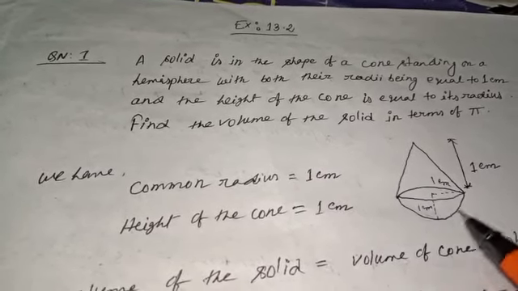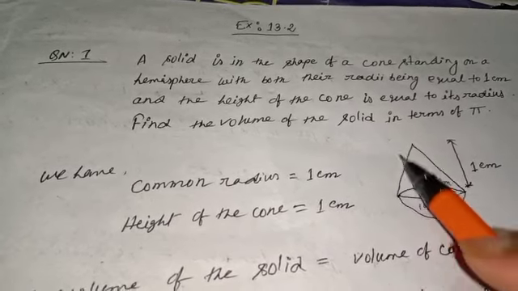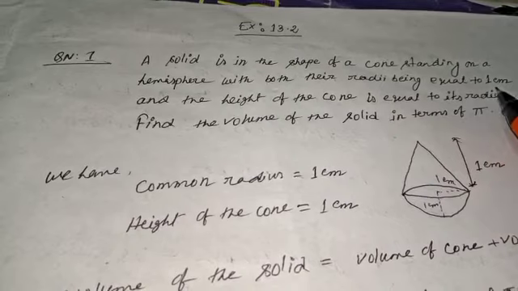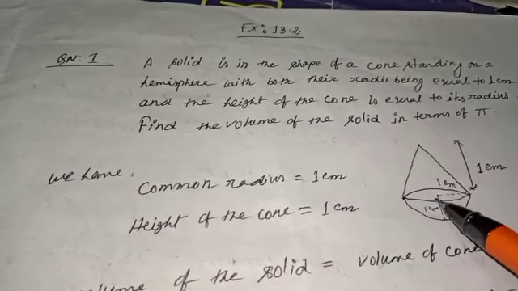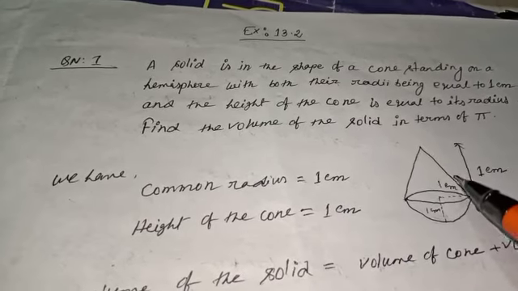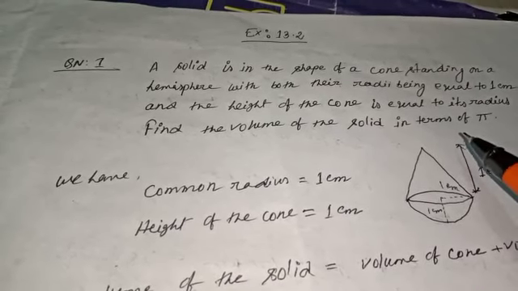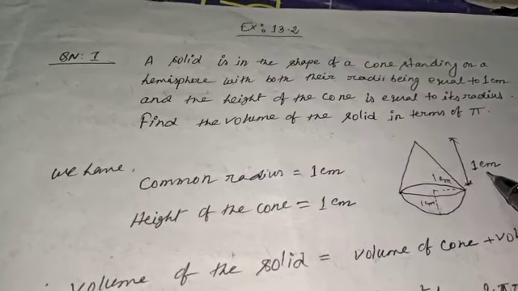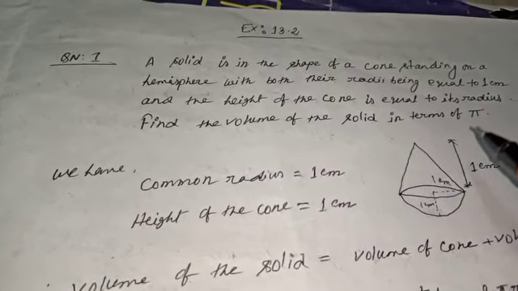So this is the hemisphere and this is the cone. Same radius, how much? Equal to 1 centimeter. So this is 1 centimeter, and this is hemisphere. The height of hemisphere and radius of hemisphere is same. And also it is given that height of the cone is 1 centimeter. Now you need to find the volume in terms of pi.